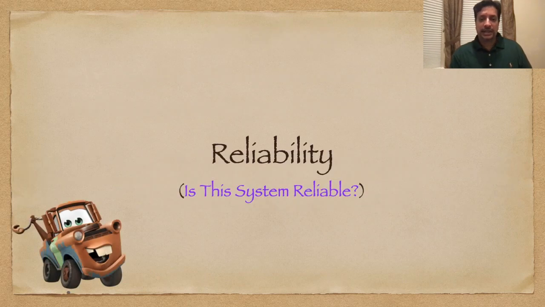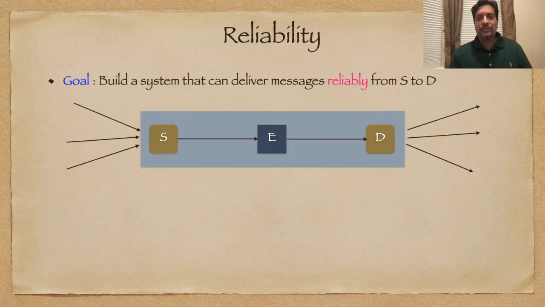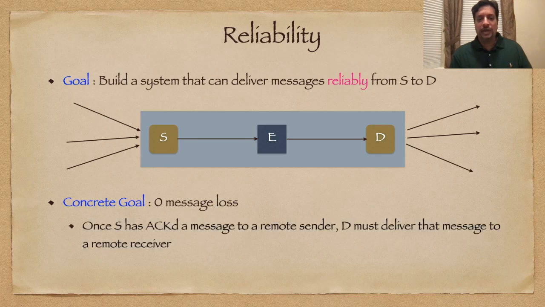The first question I ask is, is this system reliable? So let's revise our goal. We want to build a system that can deliver messages reliably from S to D. And to make this goal more concrete, I'd like to add the following requirement. I want 0 message loss. Once process S has acknowledged a message to a remote sender, D must deliver that message to a remote receiver.